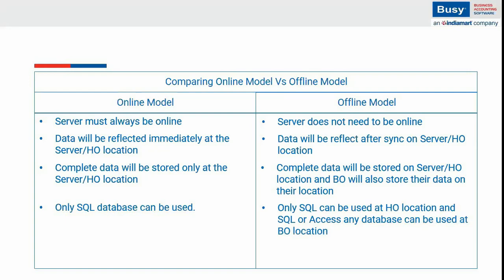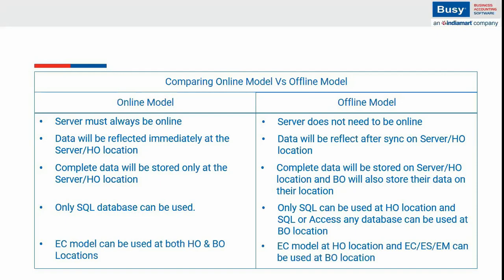Next is that only SQL database can be used. If you are using the online model of HO-BO management, then only SQL database can be used. But in the case of the offline model, only SQL database can be used at the HO location, and SQL or Access, any database, can be used at the BO location. So this is not compulsory for the BO location. At a branch office location, you can use SQL data, you can use Access data. There's no condition. But at a head office location, you have to use only SQL database. This is the condition of the offline model. But in the online model, only SQL database can be used, no Access database.